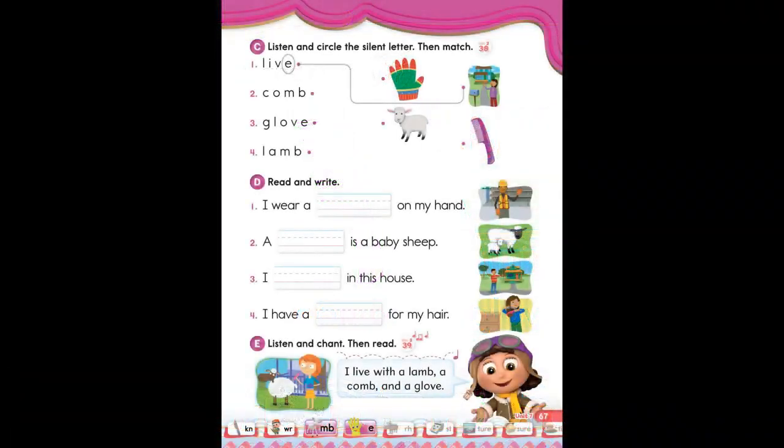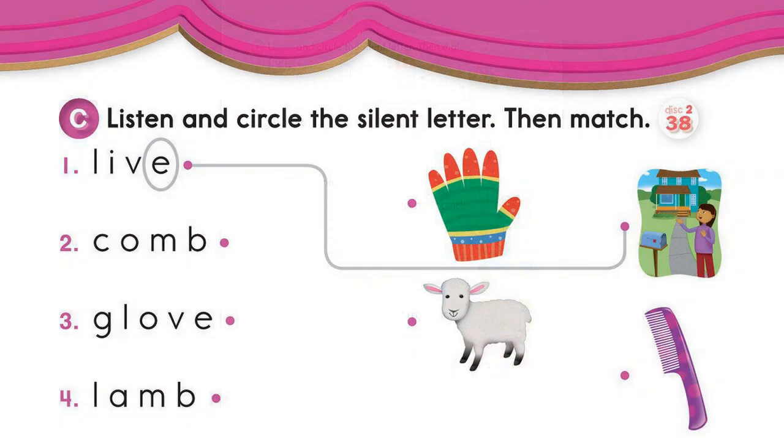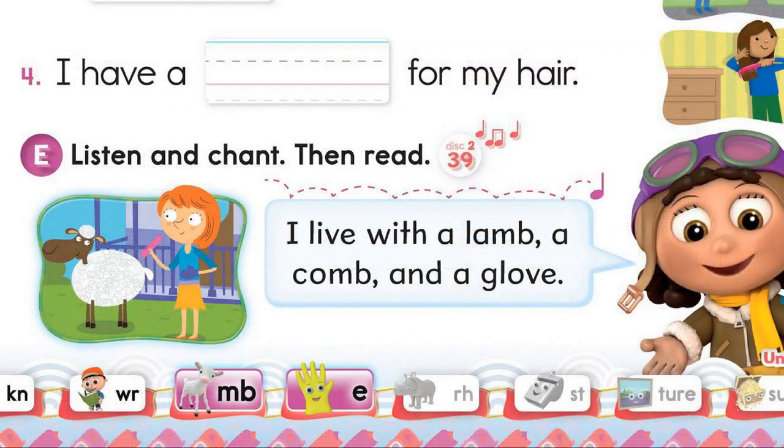Listen and circle the silent letter. Then match. 1. Live. 2. Comb. 3. Glove. 4. Lamb. Page 67. E. Listen and chant.